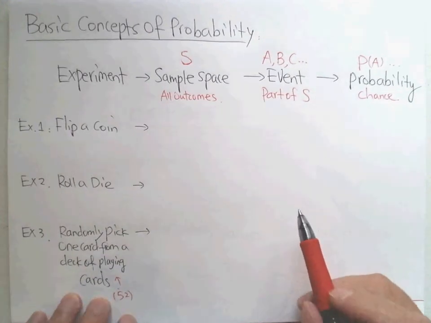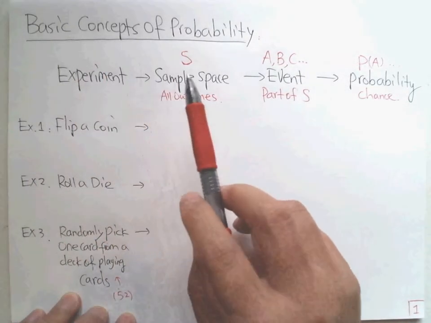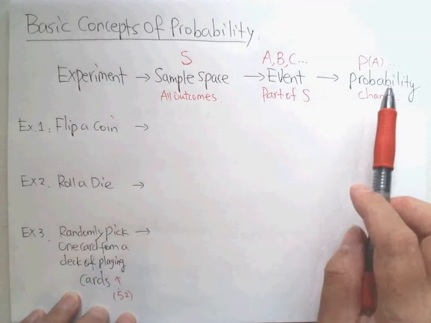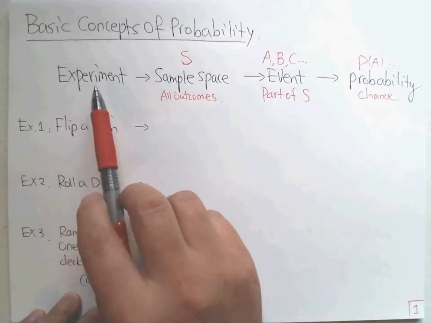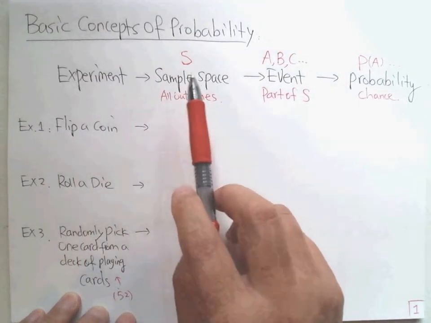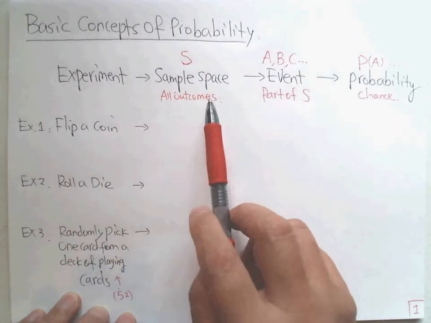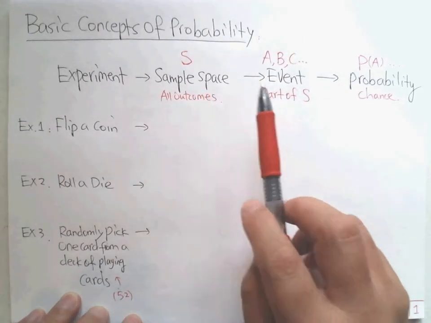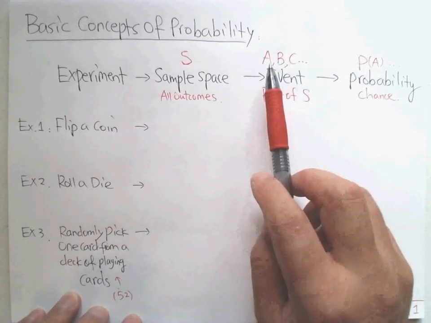In this lecture, I am going to introduce the very basic concepts of probability. At first look, this is the road to probability. We start from an experiment, and then we put all the outcomes together to form a sample space. Usually we use S to describe the sample space, which is the set of all the outcomes. A part of the sample space we call an event. Usually events are described with capital letters, like event A, B, or C.